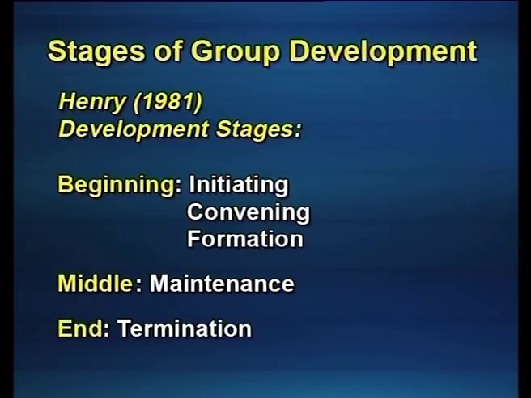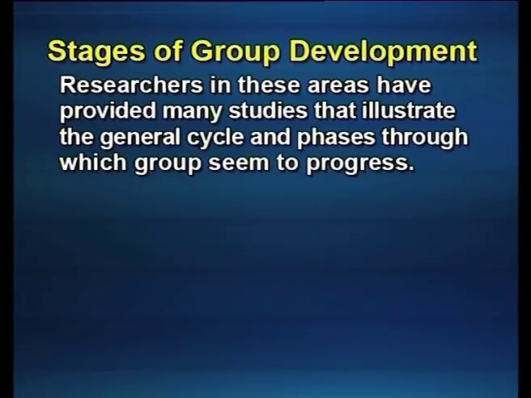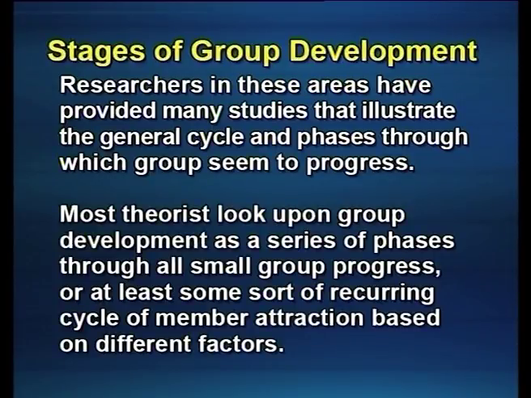By observing these three broad stages, we can understand that researchers in these areas have provided many studies that illustrate the general cycle and phases through which groups seem to progress. In general, most theories look upon group development as a series of phases through which all small groups progress, or at least some sort of recurring cycle of member attraction based on different factors.